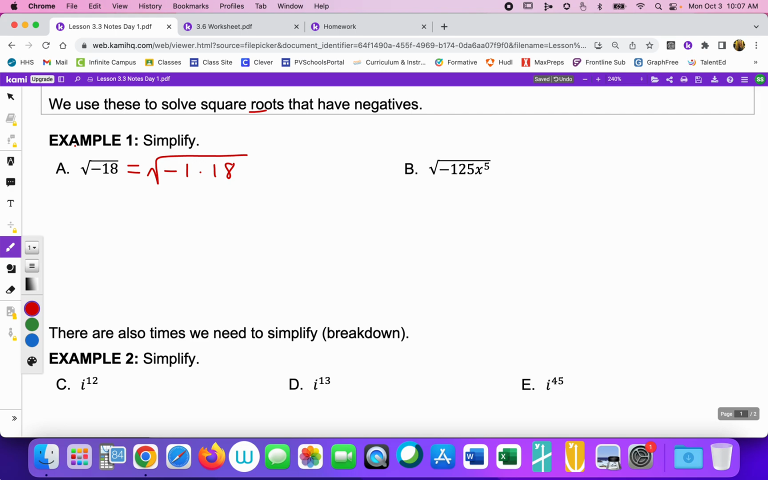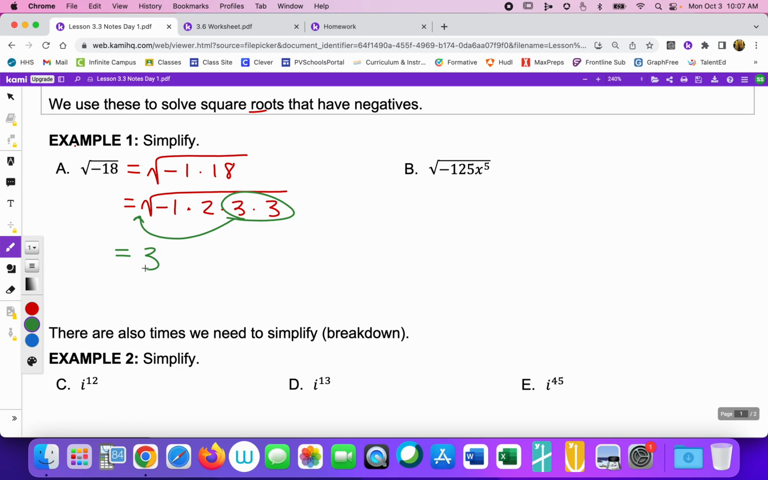Now what does the 18 break into that we did 2 weeks ago? Less than that, actually. 9 times 2 or 6 times 3. But I want you to break it down completely. So we would have a -1 still. The 18 breaks into a 2 and 2 3s. Bring out any pairs. So what pairs do we have? A pair of 3s. Now that's going to come out just like before.